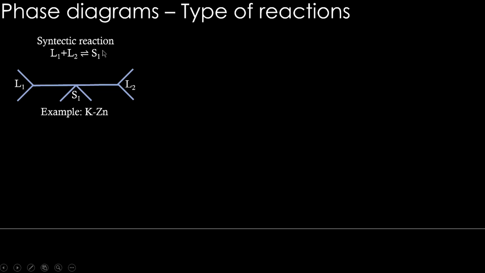This is one more type, syntectic reaction. Liquid 1 plus liquid 2 gives a solid. Two liquids combined to give a solid. In potassium zinc system, we see this. So these are some types of reactions.